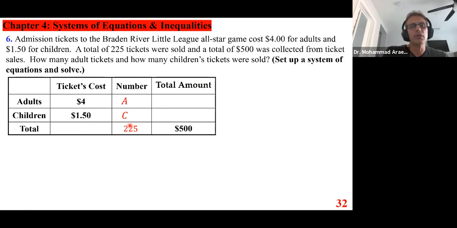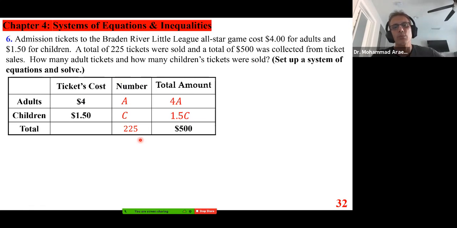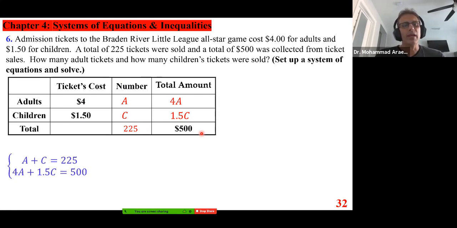So the total amount would be 4 times A for the adults, 1.5 times C for the children. Therefore, we have the first equation, A plus C equals 225. Second equation, 4A plus 1.5C equals 500. Again, you can do it by any method, substitution method, elimination method. For example, if we keep this intact and we multiply this one by -4, we can get rid of the A.